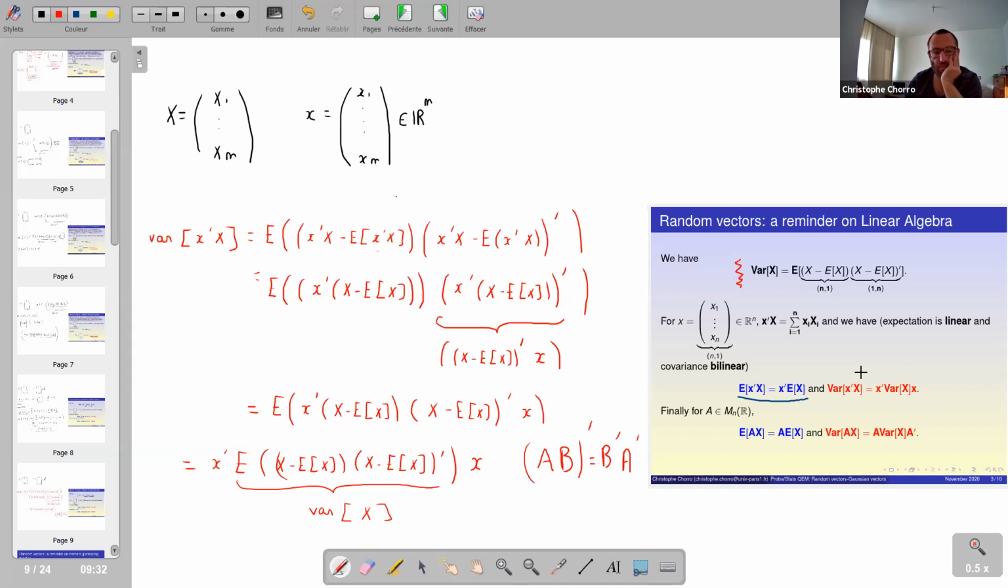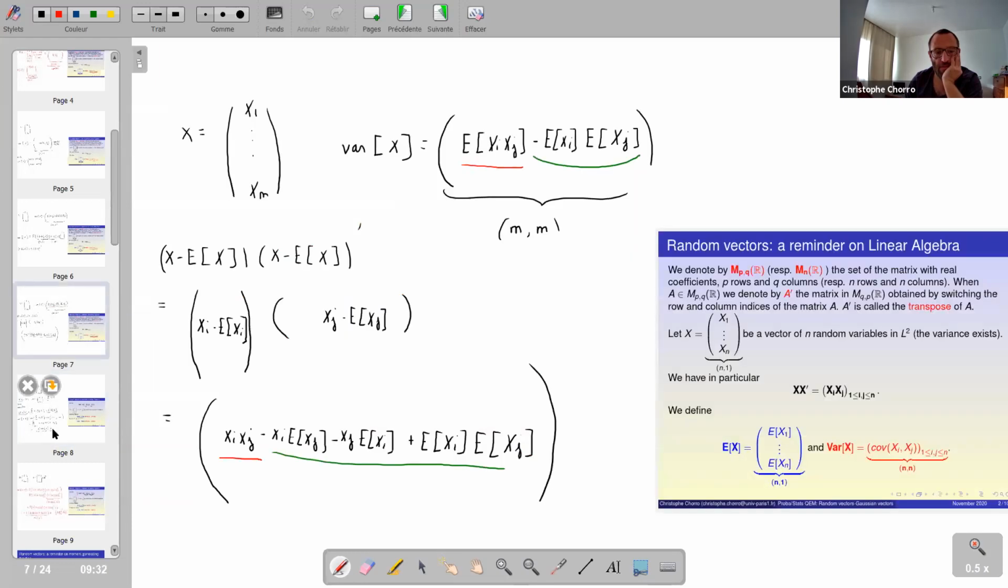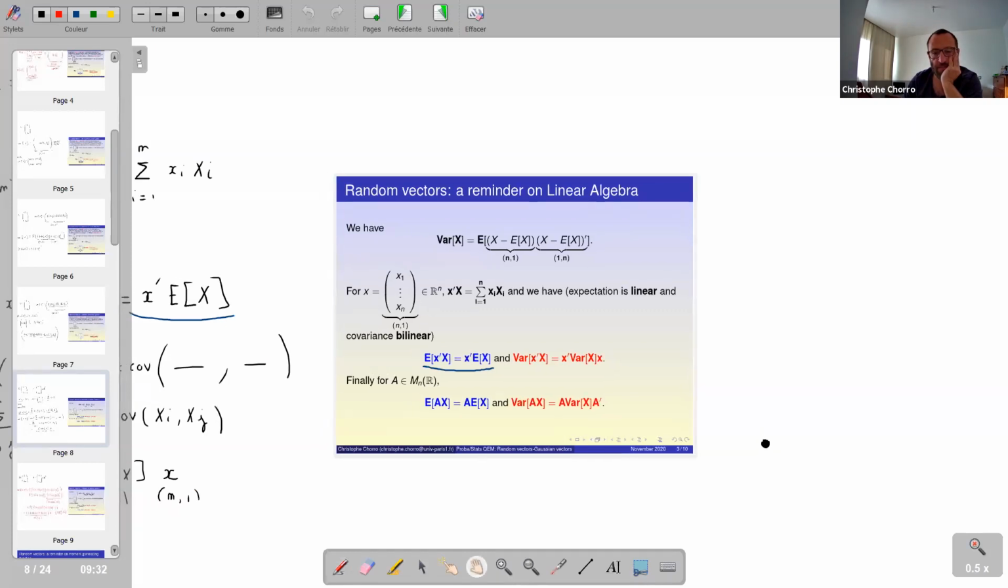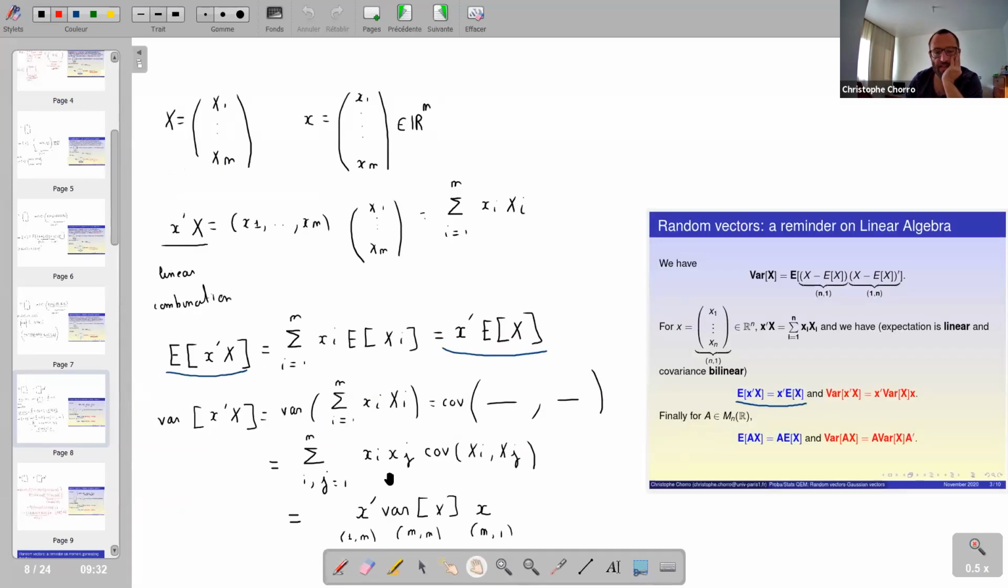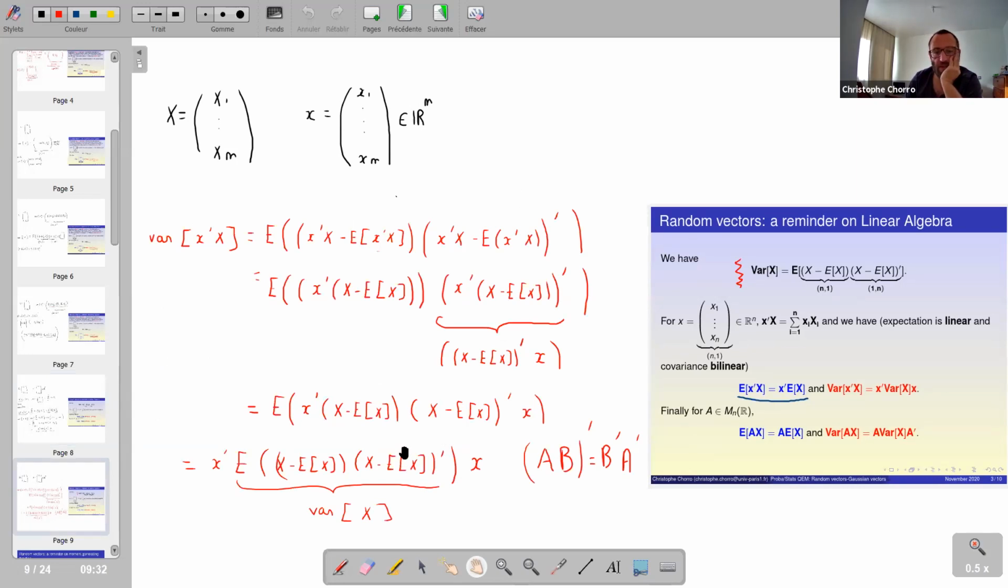So it's another way to prove this one. You have two ways to prove it. If you know a little bit of linear algebra, you know that this term is just equal to this double sum. If you don't remember this, you are able to use this one in order to obtain the same thing.